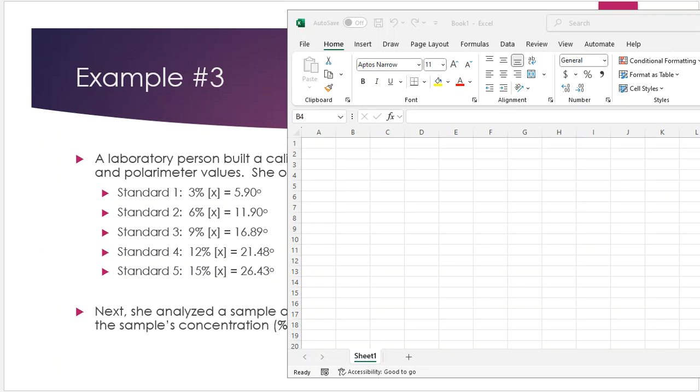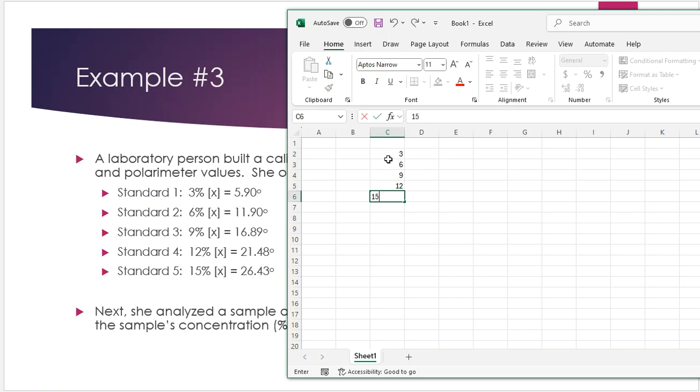Okay, so I've got my handy dandy Excel spreadsheet popped up here, and I just need to type in some numbers. That's really all I've got to do to solve this type of problem. Watch how easy this is going to be. 3 and a 6 and a 9 and a 12 and a 15. That's not very difficult, right?